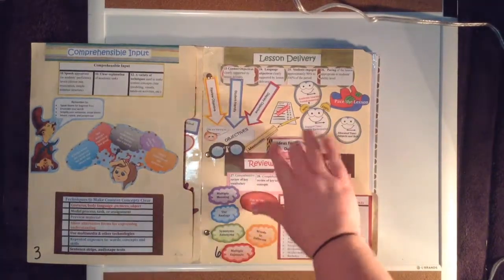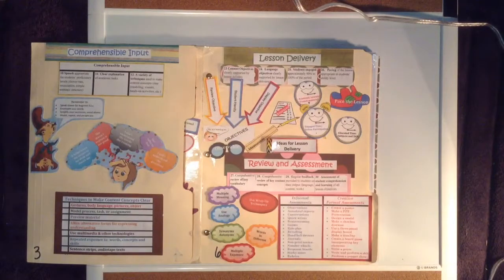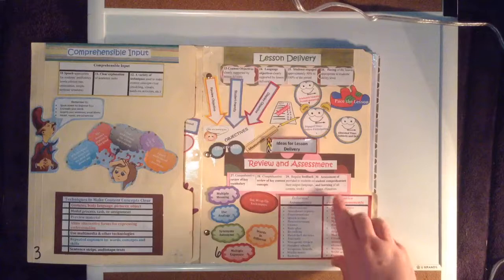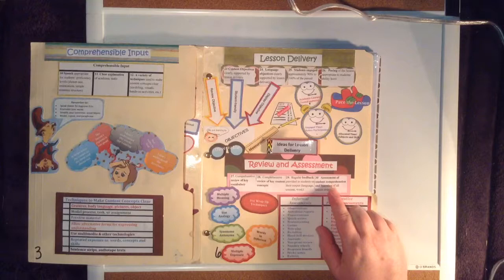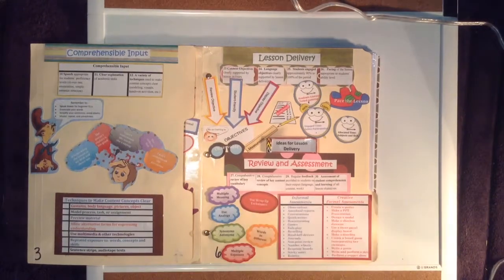So, review and assessment. Comprehensive review of key vocabulary. Comprehensive review of key content concepts. Regular feedback provided to students on their output, language, content, and work. You should constantly be giving students feedback on the things that they did well, so that they know to continue doing those things. You should also be giving them feedback on the things that they didn't necessarily do properly or didn't do well on, so that they can improve on it. That's the only way that learning is going to be beneficial. So, assessment of student comprehension and learning of all lesson objectives.